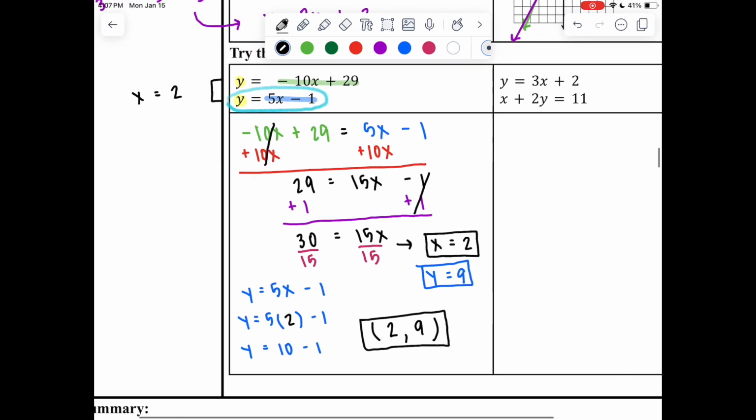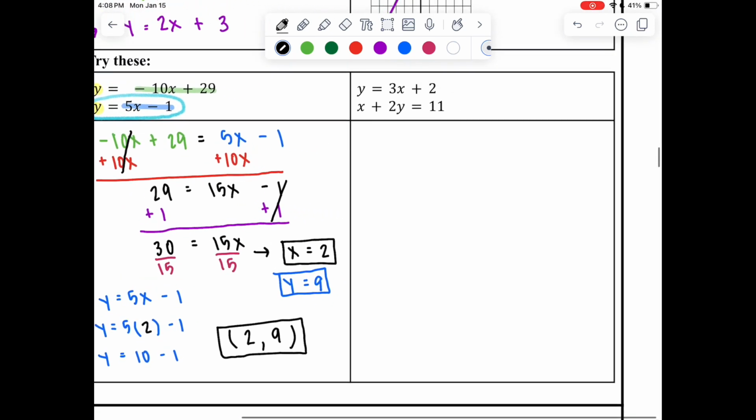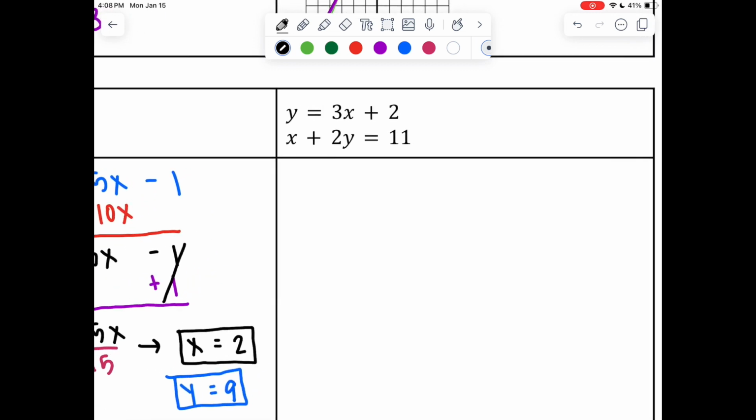Alright, let's look at the next one. See how that one's a little bit different. So on this second system of equations, the first equation is in slope-intercept form and the second one is in standard form. So what that tells me is that I need to be focused on a different kind of substitution.